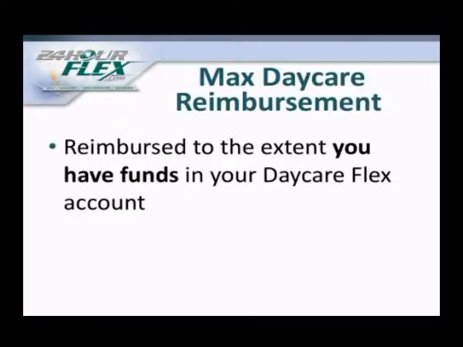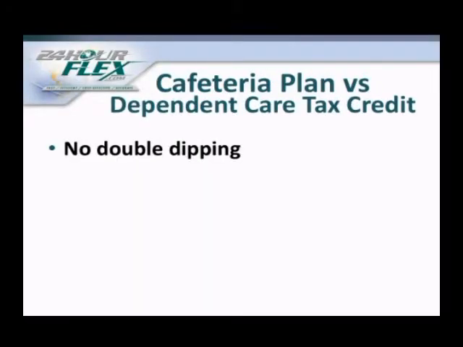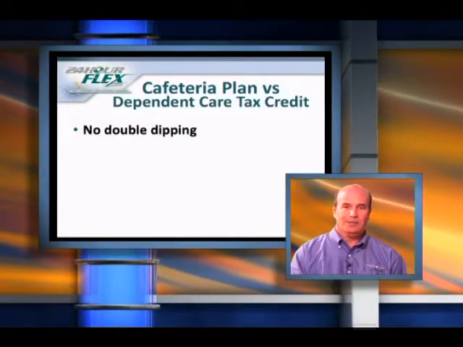The maximum daycare reimbursement is the amount that is available to you in your flexible spending account. In other words, the amount that is available to you is what you've contributed year to date, less what you have been reimbursed. There's no double dipping. For those of you that have daycare expenses, you know that there's a tax credit, and generally you have to choose one or the other.